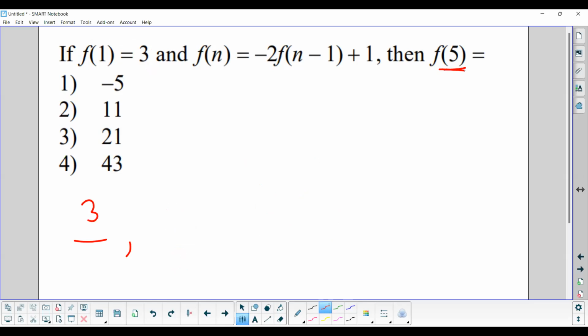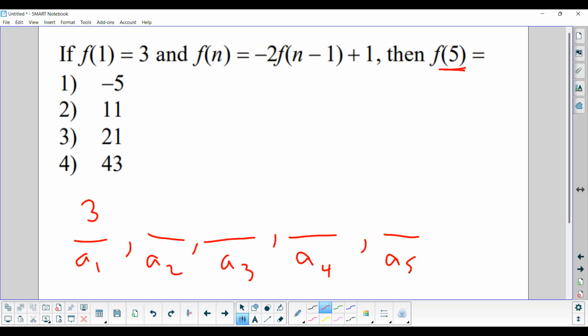They want to know 5. So this is the first answer, this would be the second answer, the third answer, the fourth answer, and the fifth answer. Answer 1, answer 2, answer 3, answer 4, answer 5. The problem with recursive formulas is that you can't just jump to answer 5. You actually have to find all the previous answers.